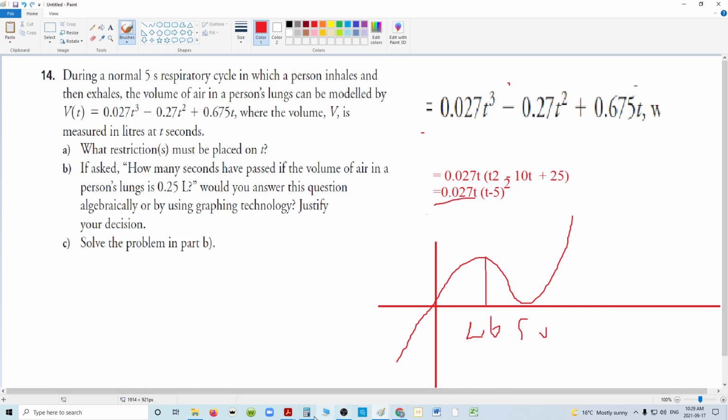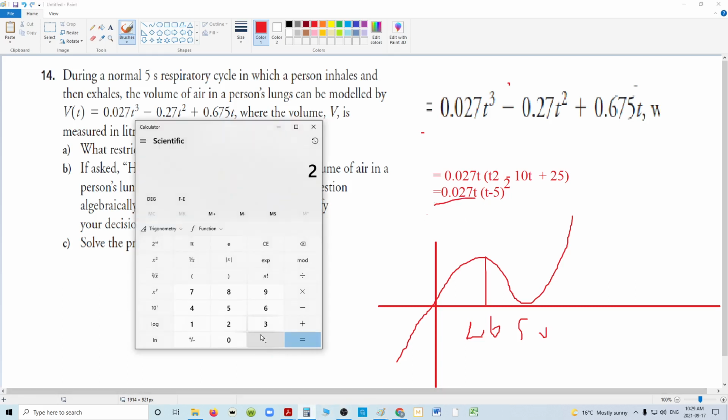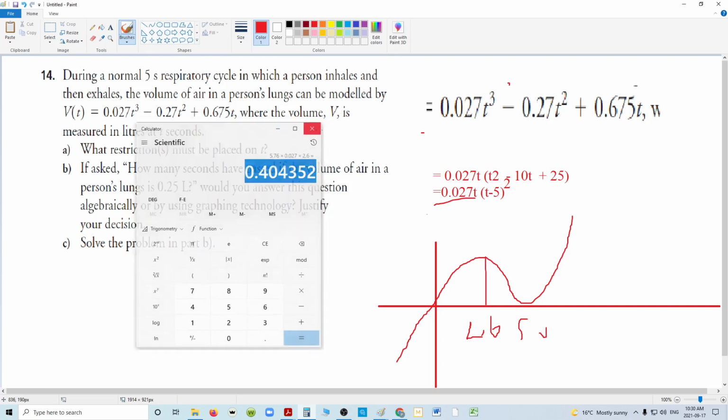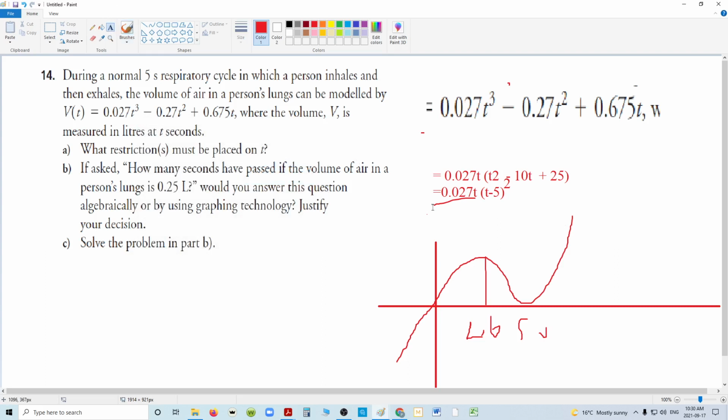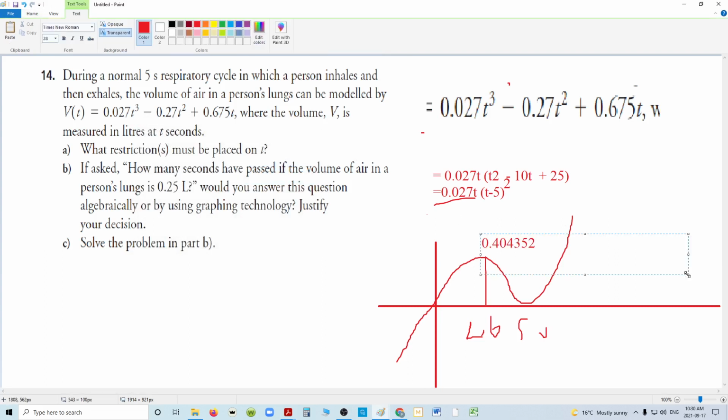So I'm going to do that with a calculator. I'm going to take 2.6 as a guess, subtract 5. It's going to be negative, but it won't matter because it's squared. I'm going to multiply it by 0.027. I'm going to multiply it by the 2.6 because there's a t there. And I'm going to get this, which tells me roughly the maximum is 0.4 liters, at roughly 2.6 seconds.